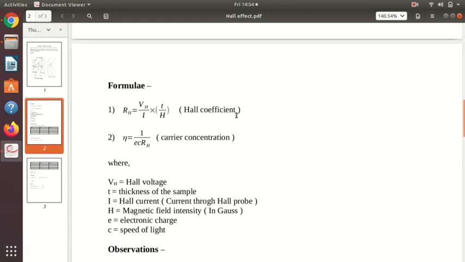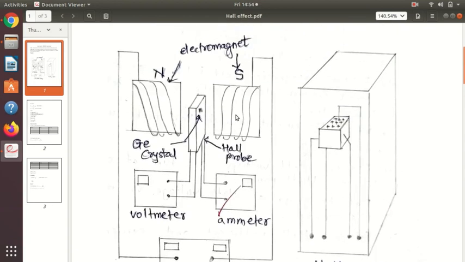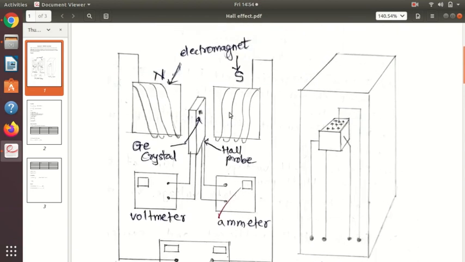Now I will just quickly show you the setup. So here is an electromagnet, or basically two different solenoids through which the current is flowing, and because of the current a magnetic field is generated. That's why I am calling this an electromagnet. This is a DC supply, so the magnetic field is not changing.